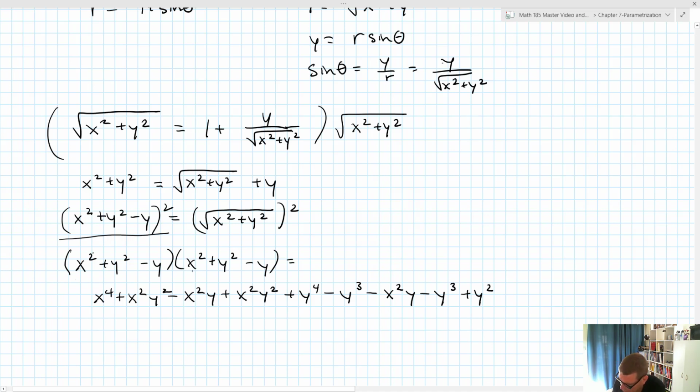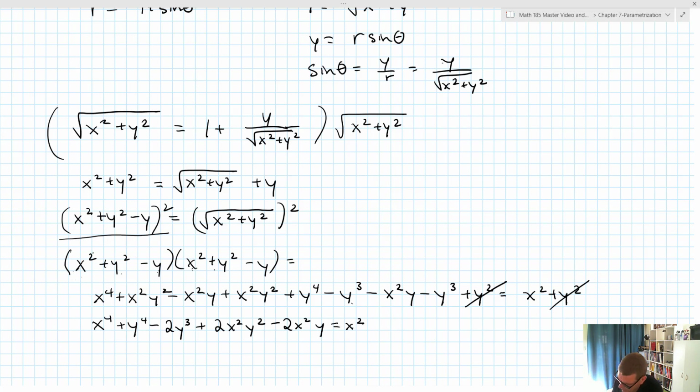Let's go through it, just check that. I've got x to the fourth, x squared y squared, minus x squared y, plus x squared y squared, plus y to the fourth, minus y cubed, minus x squared y, minus y cubed, plus y squared. Great. And that all is going to end up equaling x squared plus y squared. So now, if you notice, I could cancel out my y squareds because you're just going to subtract them. This is going to give me x to the fourth plus y to the fourth minus 2y cubed, plus 2x squared y squared minus 2x squared y, and that all equals x squared.